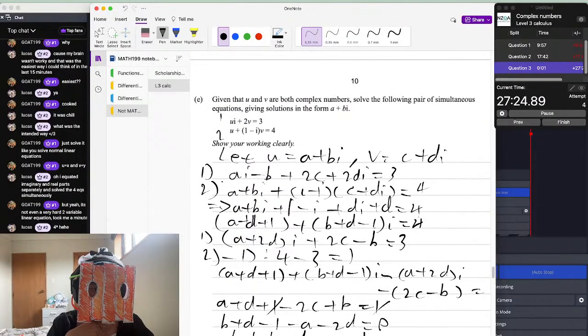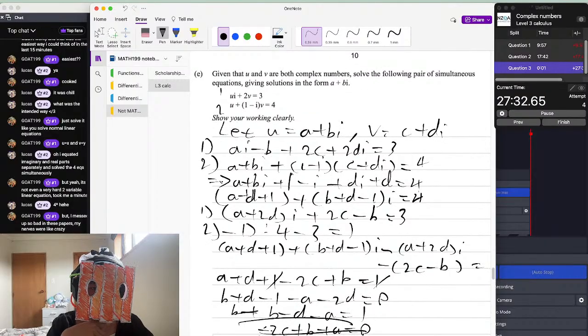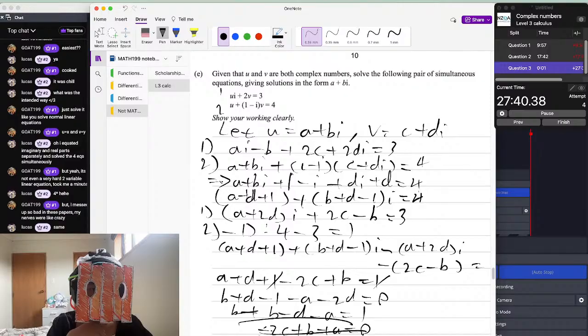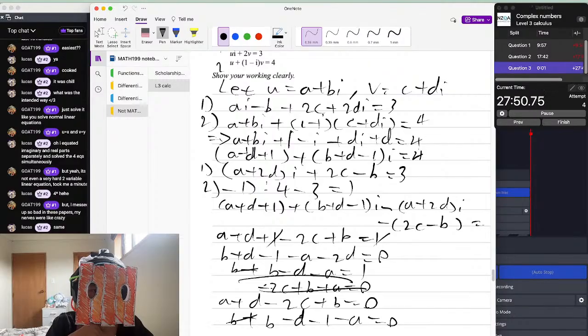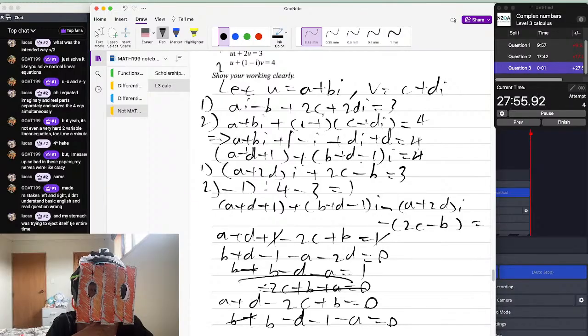Because that's ai minus b. That's 2c plus di, and equals 3. Well, that is a plus bi, c plus di, c plus di minus i plus d. A plus d, 1. Yep, b plus d, 1. Unless there's a better way to do this, but I just don't remember.